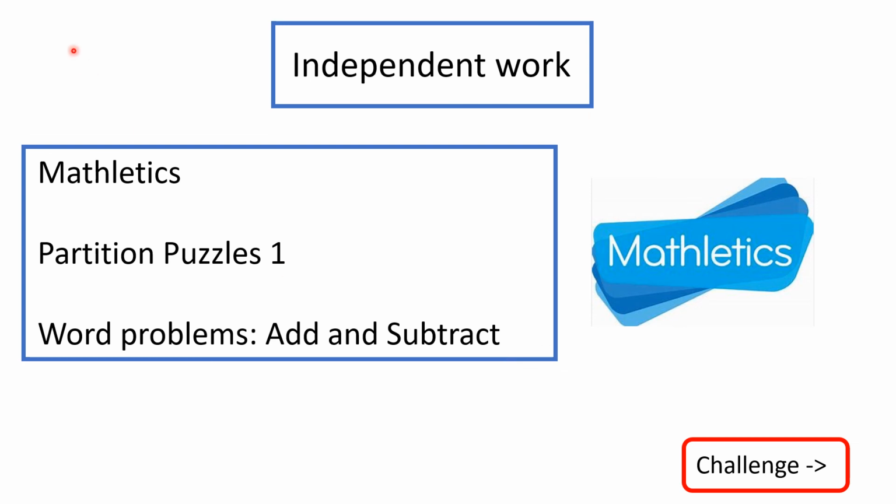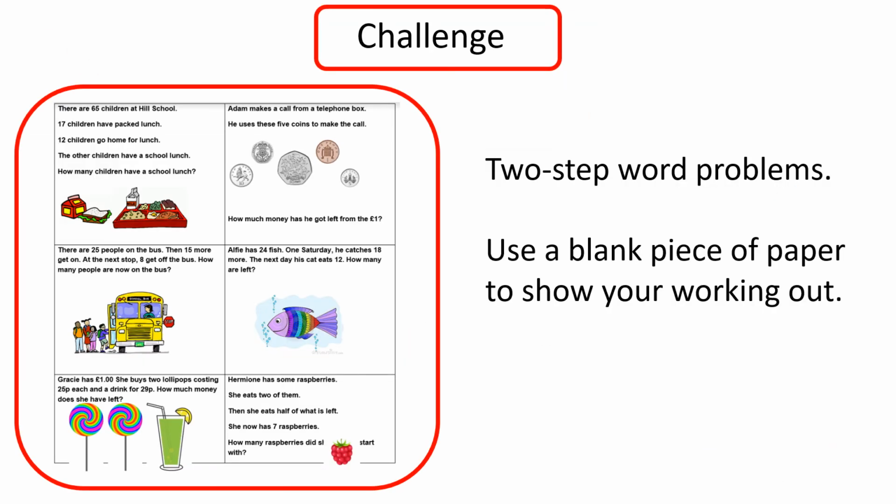Good luck. Okay, finally, this is your challenge for today, Year 2. So in this challenge, you are solving some more word problems. However, these word problems are 2-step word problems, which means that you're going to need to use more than one operation to get that final answer. So there are 6 different word problems here, and you are very likely to have to use addition and subtraction to be able to find one answer.